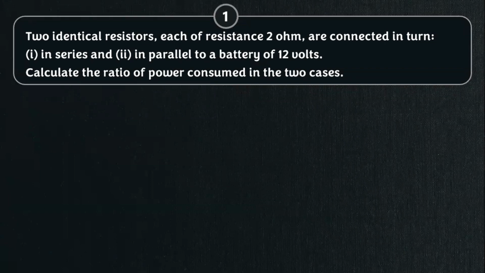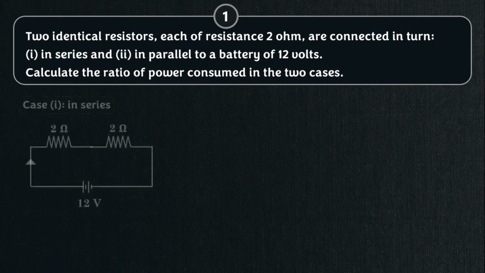Two identical resistors, each of resistance 2 ohm, are connected in turn in series and in parallel to a battery of 12 volts. Calculate the ratio of power consumed in the two cases. Let's see the first case, that is in series. Two resistors are connected in series.